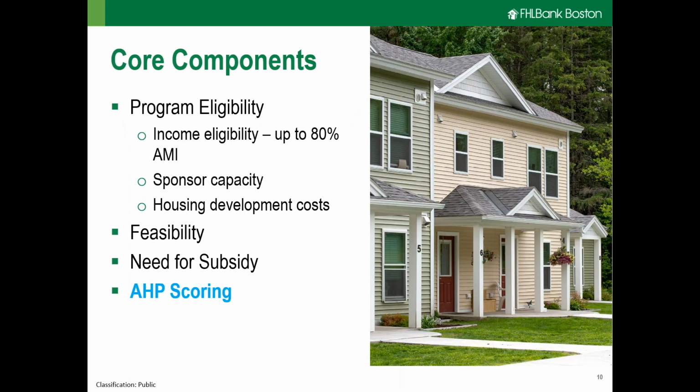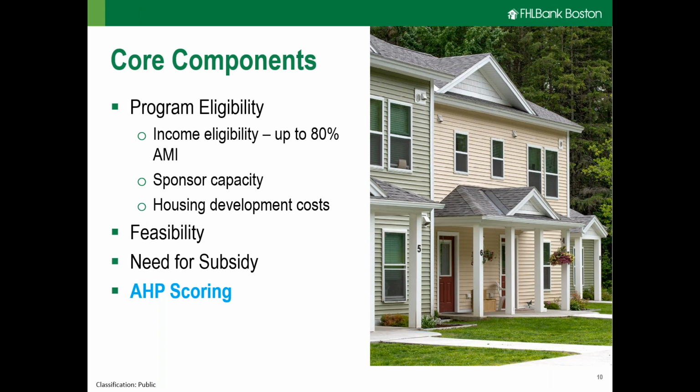There are several core components to the Affordable Housing Program that's really established in our regulation. It's program eligibility, feasibility, need for subsidy. And getting through those three hurdles, then the last area to qualify for AHP and get a funding award is going through our scoring categories and scoring enough points so that you are able to secure funding in our capital funding round.